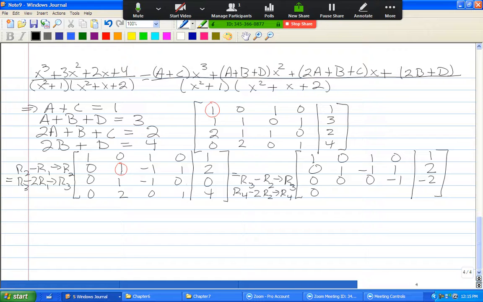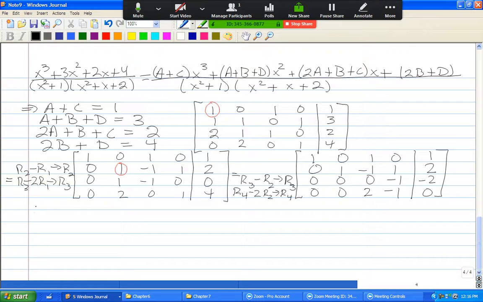0 minus 0, 2 minus 2, 2 plus 0. Okay. And 1 minus 2. And 4 minus 4. Okay, so if you interchange the third and fourth rows, it's in upper triangular form.